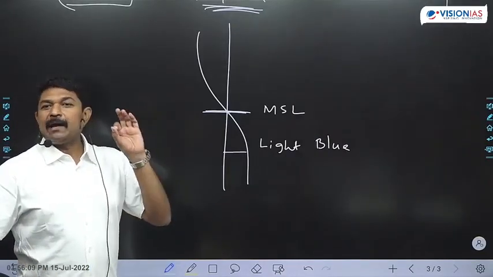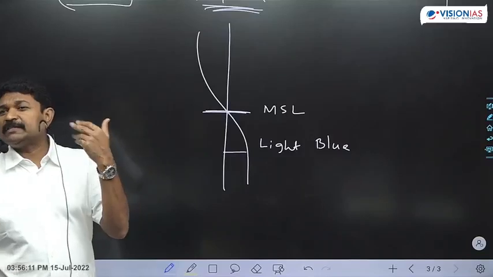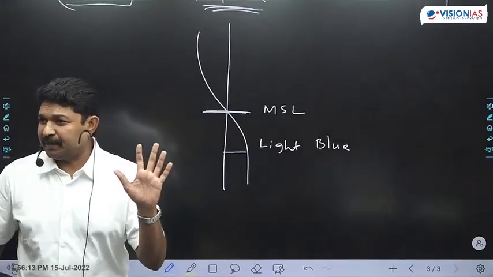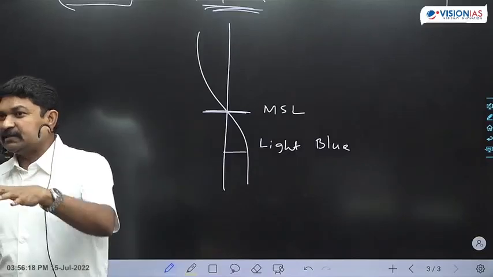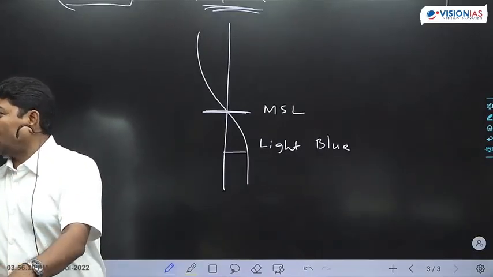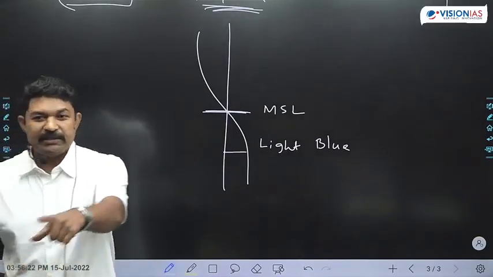What do you mean by light blue color? Wherever in the physical map, whatever the company atlas may be, if at all you are seeing the light blue color, meaning what? Definitely it is the shallow waters. The waters are not deep waters. This is what the shallow waters.